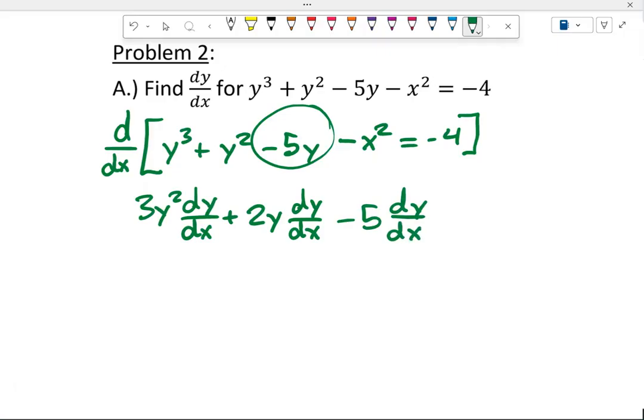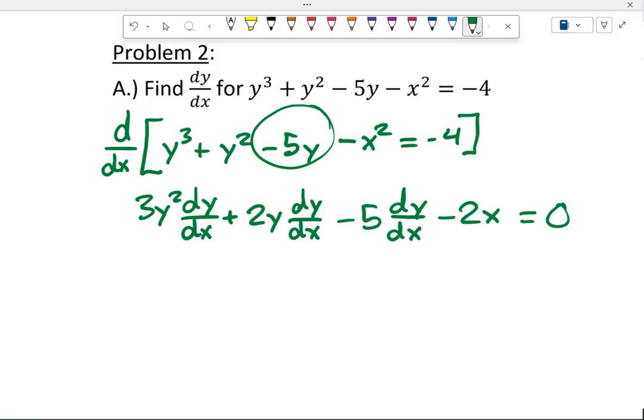Now we're on to the x's. Minus x squared, what's its derivative? Technically a dx over dx if we wanted to write it, but that would cancel out to 1. Equals, and then on the other side, what's the derivative of negative 4? There we go. That's it, guys. We're not done, obviously, but that's the derivative. That's the differentiation.